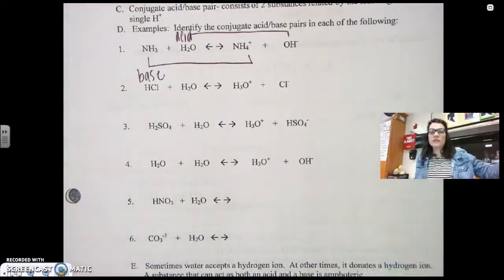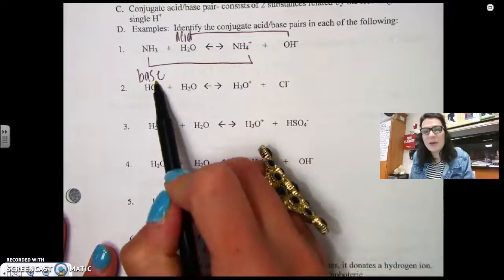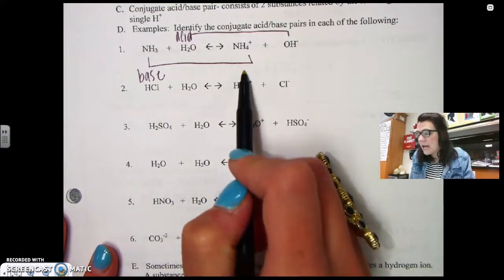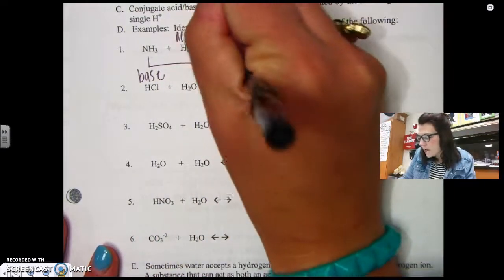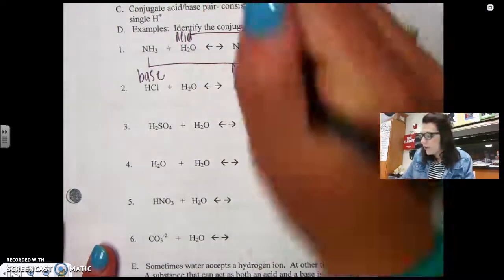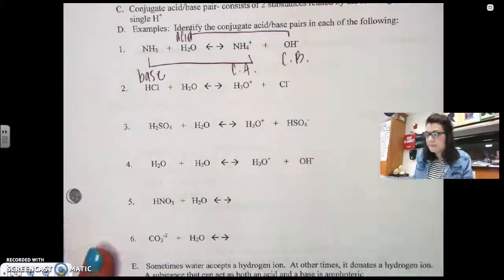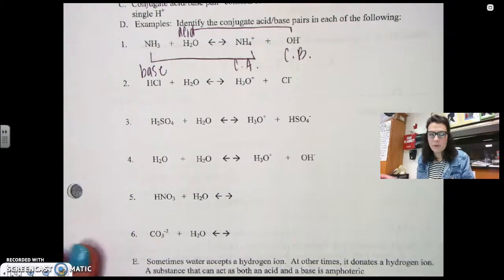So now on the other side of the chemical reaction, that means that they're going to be the opposite of what they were on the reactant side. So for example, if I have a base here, that means that the NH4 is going to be the conjugate acid, where the OH is going to be the conjugate base. Okay, so let me look at one more example, and then I'll let you guys do a couple of these, and then we'll do some in class as well.